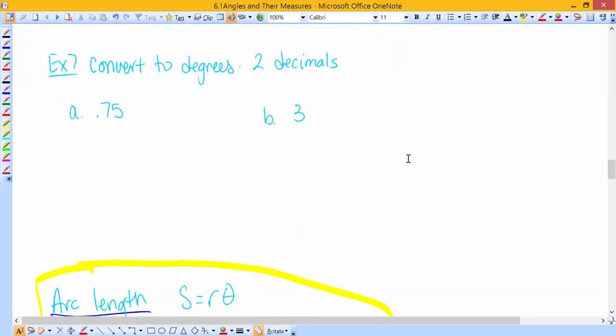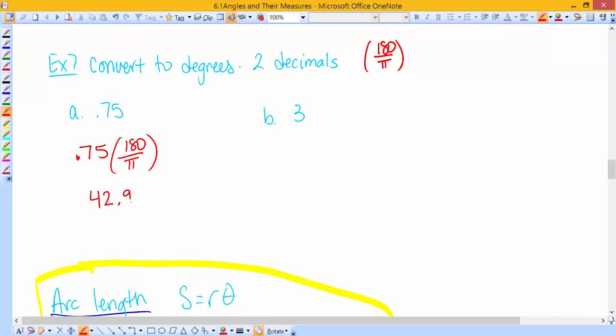And in the last example for this video, convert to degrees. So that is 180 over pi. So 0.75 times 180 divided by pi. I'm using my calculator. 0.75 times 180, and then I'm going to divide by pi. 42.97 degrees, it says 2 decimal places. 3 times 180 over pi. Using my calculator, I end with 171.89 degrees.